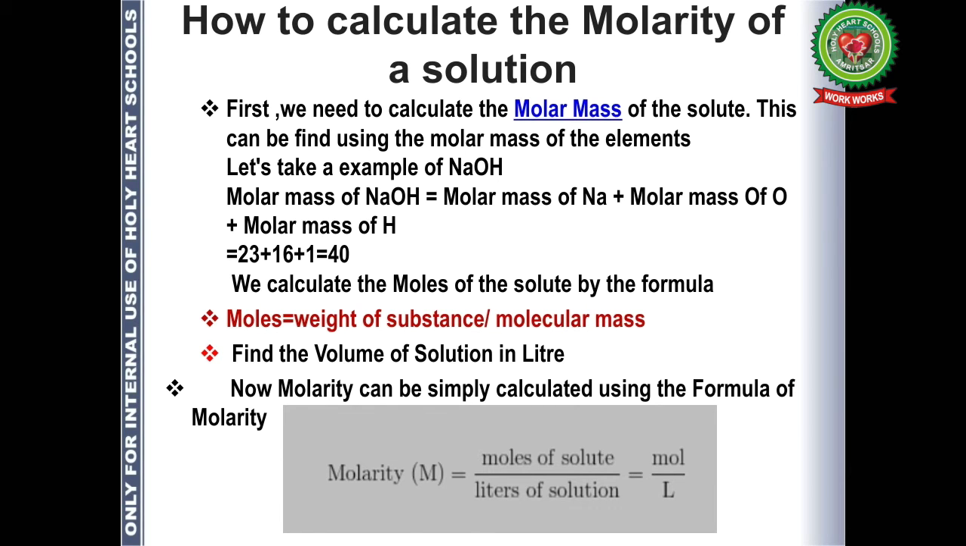Here we have taken the example of NaOH. How do we calculate the molar mass of NaOH? For that, the molar mass of sodium is added to the molar mass of oxygen and the molar mass of hydrogen, which will be 23 plus 16 plus 1, which is equal to 40.